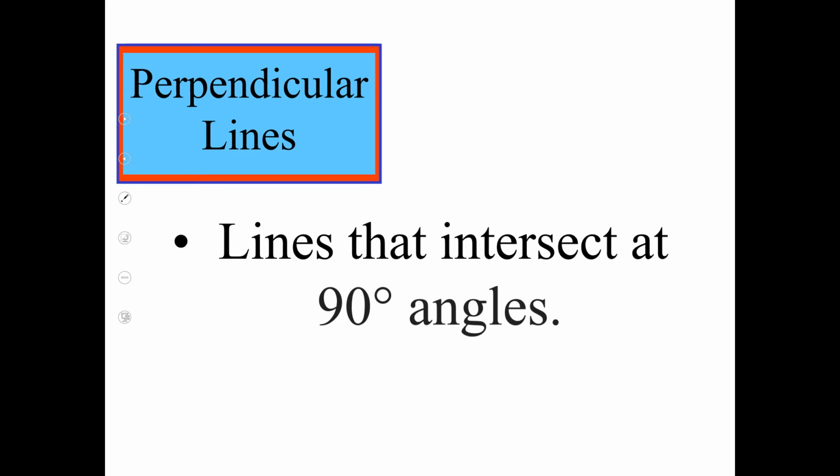Perpendicular lines are lines that intersect at 90-degree angles. So there's an example. You've got two lines crossing and they intersect right here at this 90-degree angle.